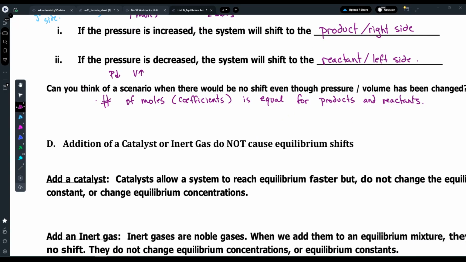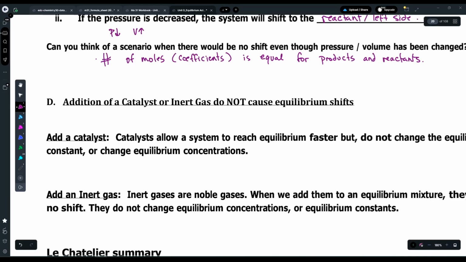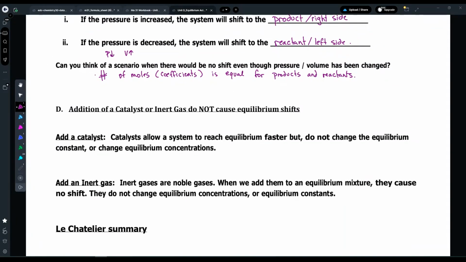All right, now we're going to talk about adding catalysts or inert gases, and what you need to know is they are not going to cause equilibrium shifts. Now, for catalysts specifically, they allow a system to reach equilibrium faster, but they do not change the equilibrium constant and they do not change equilibrium concentrations. Inert gases are also known as noble gases, and when you add them to an equilibrium mixture, they do not cause a shift. So they don't change equilibrium concentrations or the equilibrium constant.